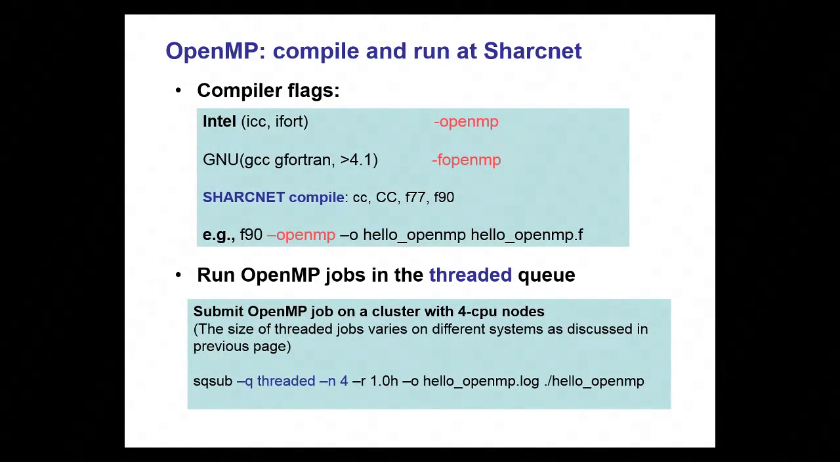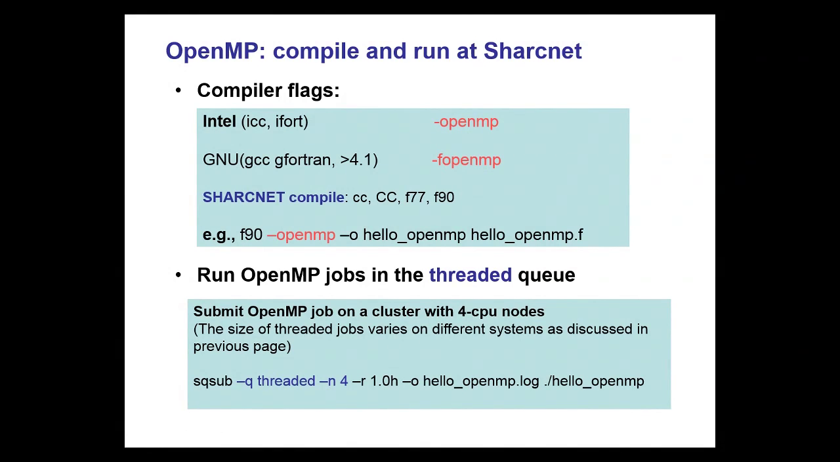Then the compilers at SHARCNet. The default compiler is Intel, and we always encourage you to use the default compiler. Intel is a good compiler, and you need to add -openmp to compile your code. If you use the Fortran compiler, ifort, it's the same thing. For GNU, if you use it, you need to add -fopenmp. At SHARCNet, the default compiler command is this, and if we use that, basically we use Intel. So this is the command for you to compile simple code.